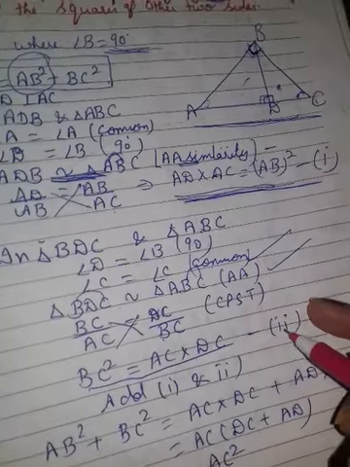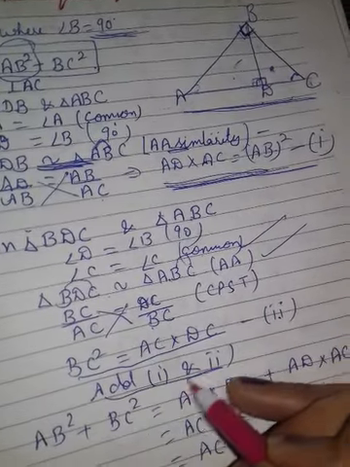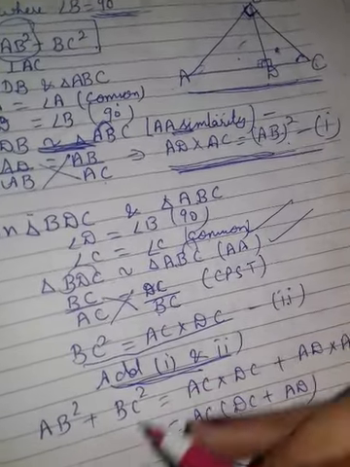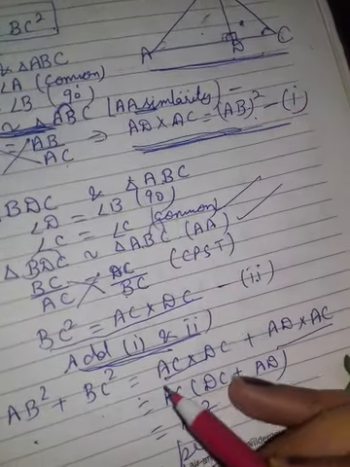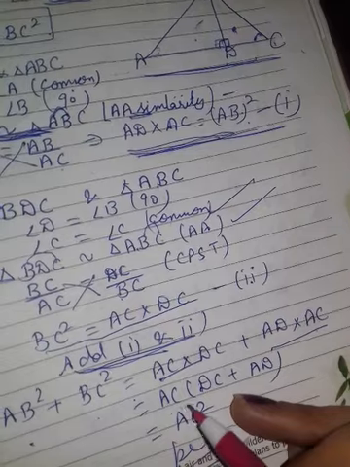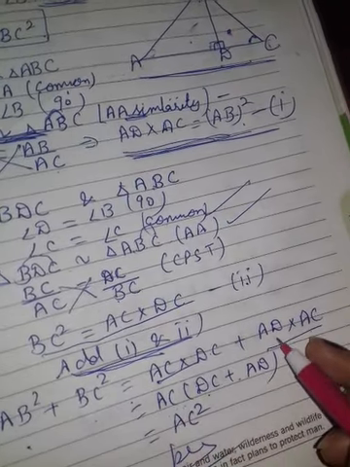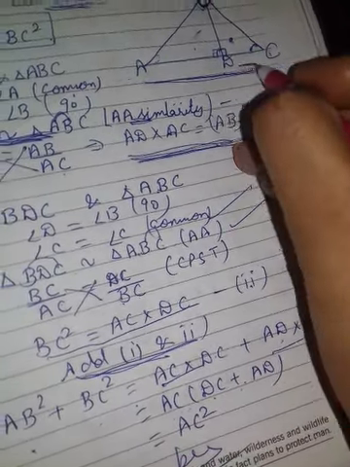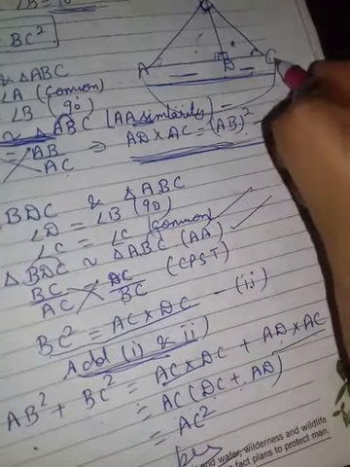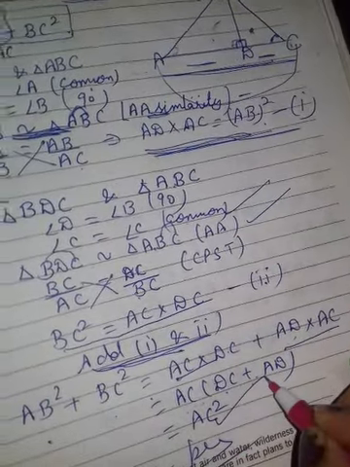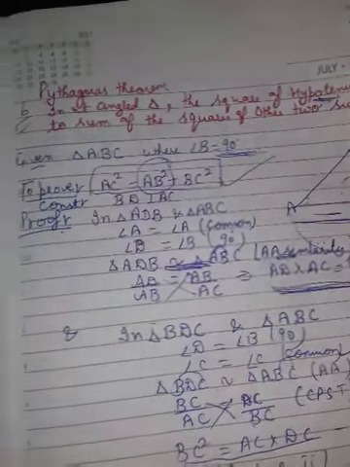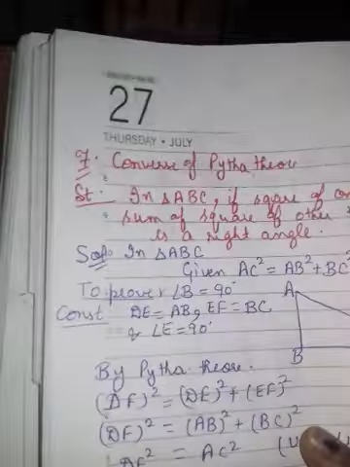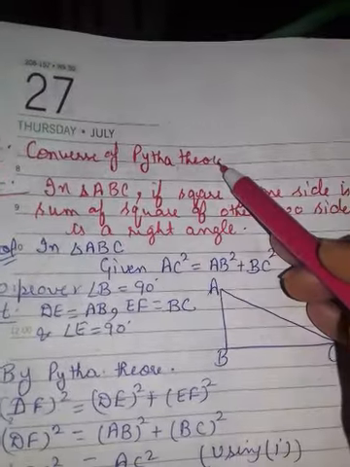By adding first and second I get AB square plus BC square. And this part I keep the same, but you will observe AC can be taken common. DC plus AD is left. DC plus AD, what is it becoming? AC. So AC square you got, which you had to prove. Hence proved.